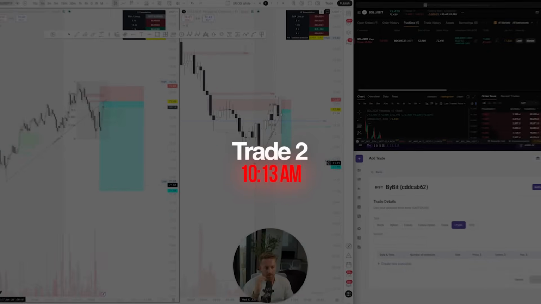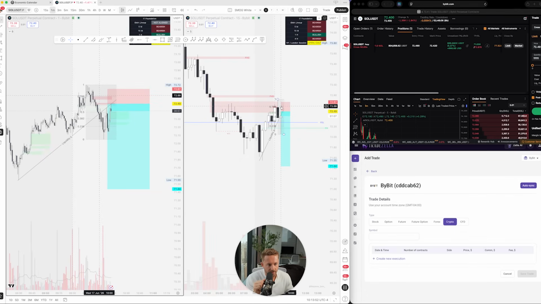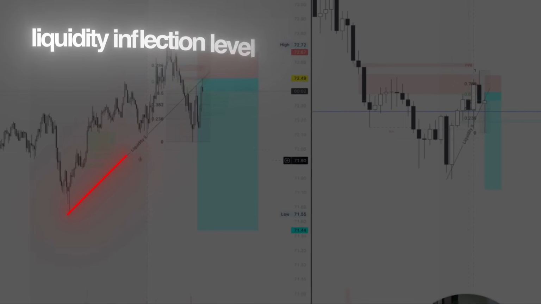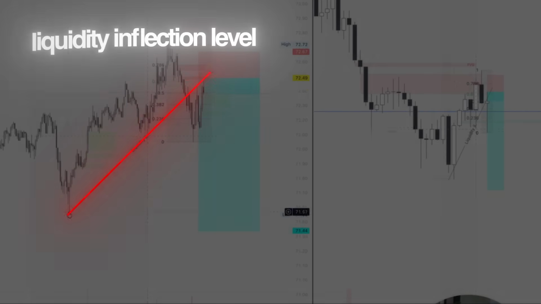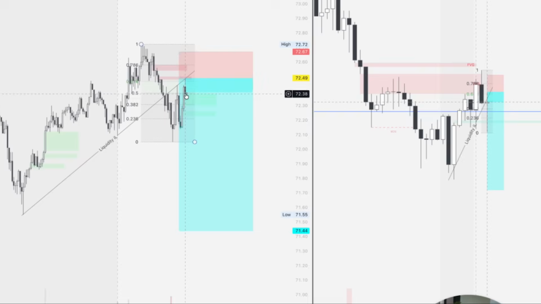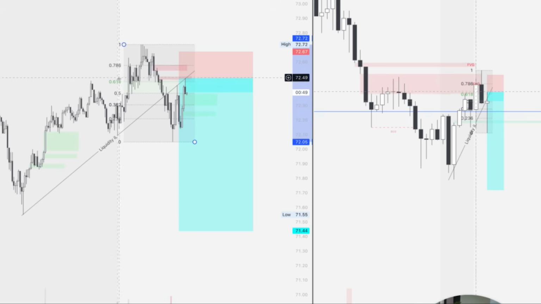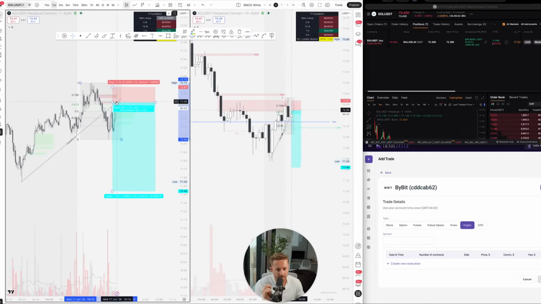All right, so I'm taking an opposite direction trade. We kind of broke down and rejected off of this area. That's where we took the first loss out of the gate. What I noticed is we broke underneath what's called a liquidity inflection level. So this is the level that price kind of couldn't break underneath. And now we came up to test the opposite side of it into our fair value gap that is inside this 61.8 zone of this move here. So I'm hoping that this is a high impact area.